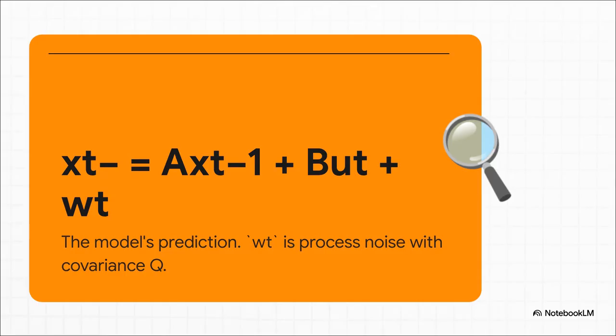So mathematically, this is what our prediction looks like. It says the new state is based on the old state, plus any known control inputs. But see that little W at the end? That's the important part. That represents all the random, unpredictable things, the process noise. And we quantify the uncertainty of that noise with the letter Q.